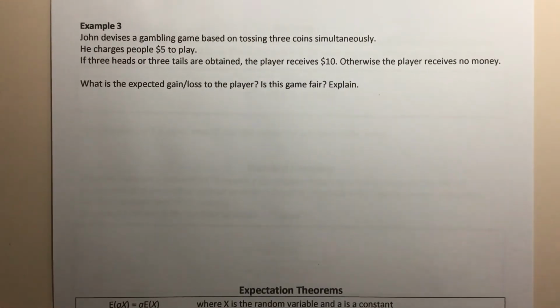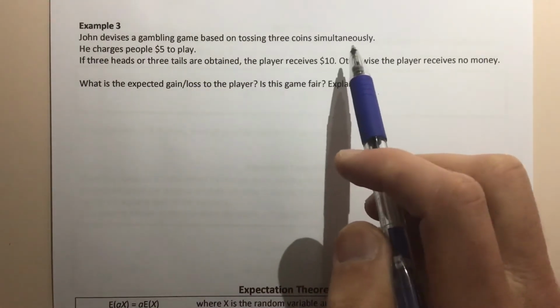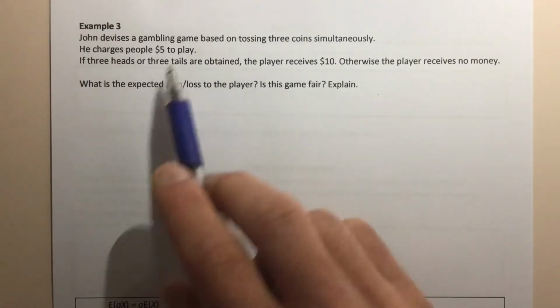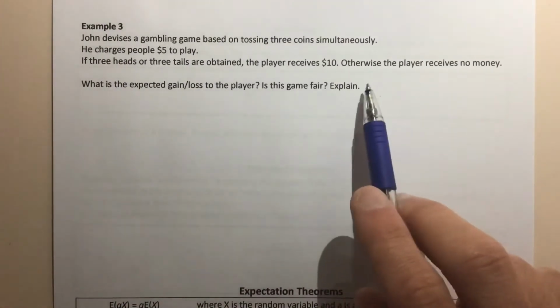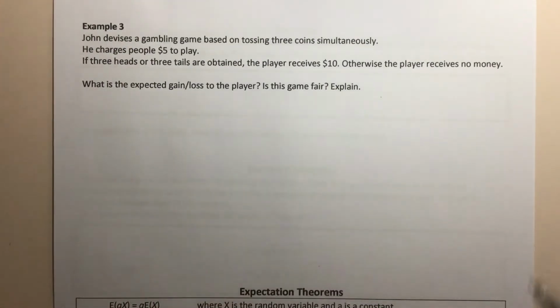One more practice run here with a worded problem. So in this example, we've got John, who's devised a gambling game based on tossing 3 coins simultaneously. So we're back to the 3 coins example. He charges people $5 to play. If 3 heads or 3 tails are obtained, the player receives $10. Otherwise, the player receives no money. What is the expected gain or loss to the player? And is this game fair?